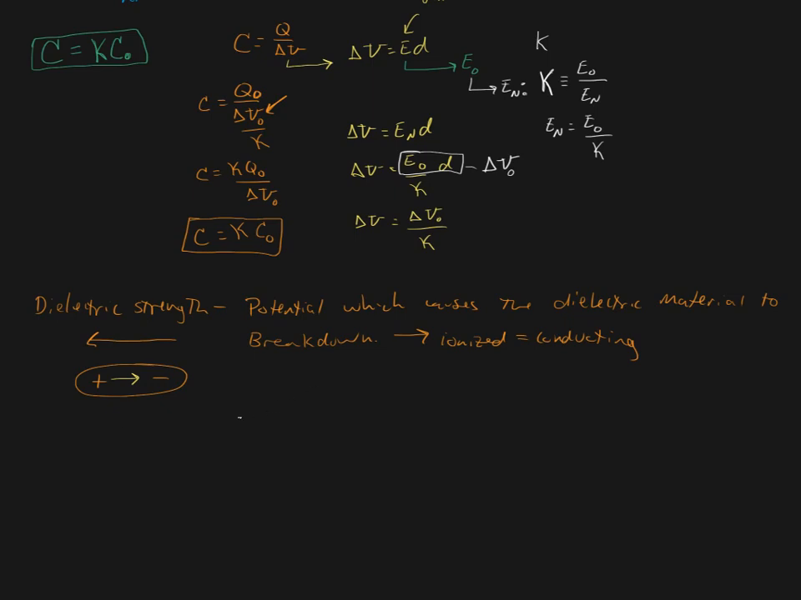Now, just as a couple of quick examples, air has a dielectric strength of 3 times 10 to the 6th volts per meter. I think it's something like 10,000 volts per inch. You might recognize it as that, 10,000 volts per inch. Paper has a dielectric strength of 16 times 10 to the 6th volts per meter. Okay, so it does quite a bit better than air. Okay, so this concludes our videos on capacitance.